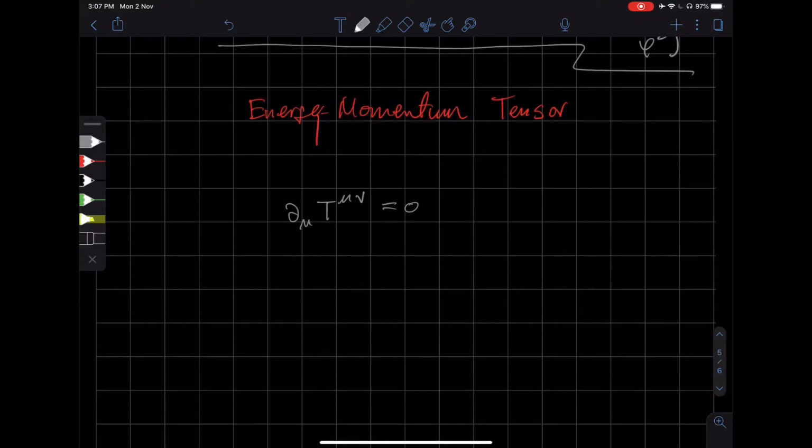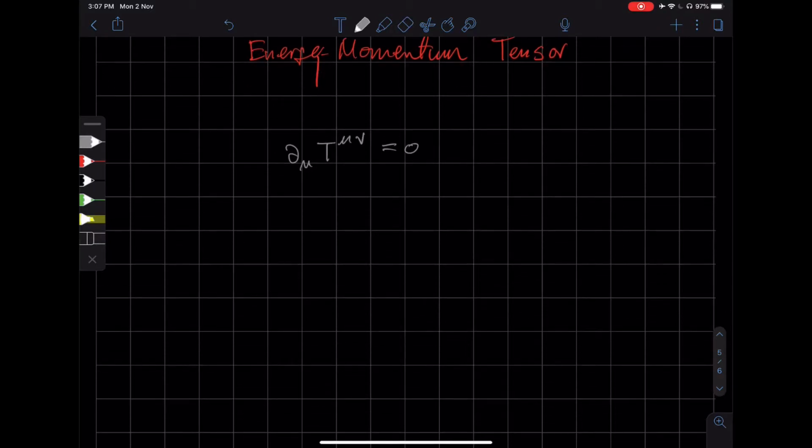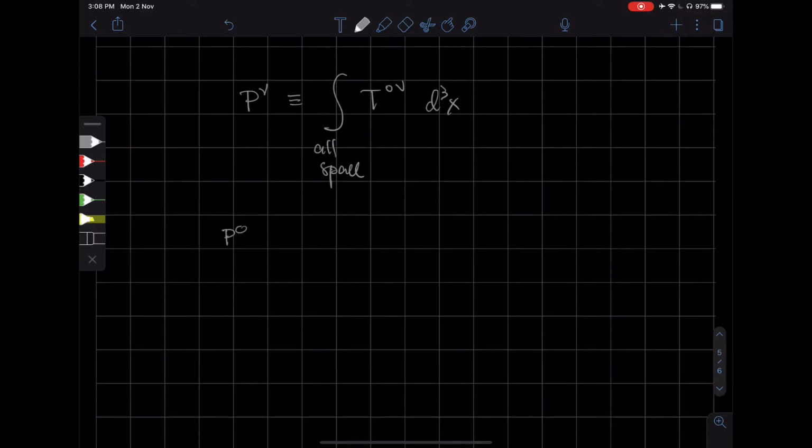Now, because there are 4 conserved currents, there'll be 4 conserved charges, and we can label those charges by, say, P nu, and they will be given by the integral of the 0th component of the currents integrated over all space. So these will be the 4 conserved charges. If we now work this out, P0, which we call the Hamiltonian, will be given by the integral over all space, let me just call that sigma, of T00 d cubed of x.